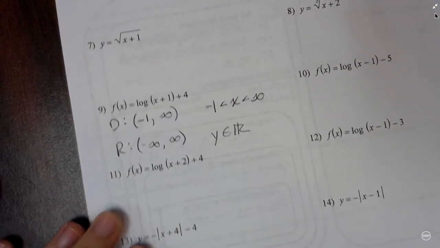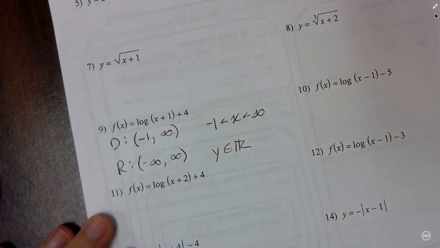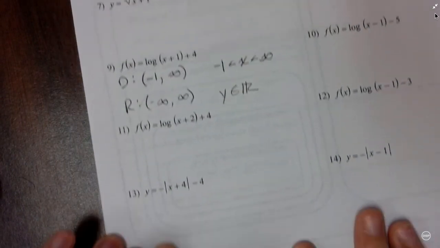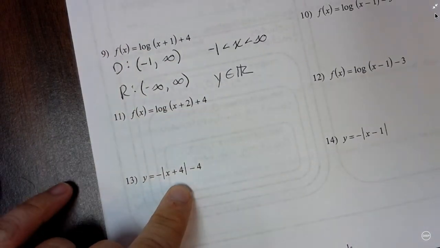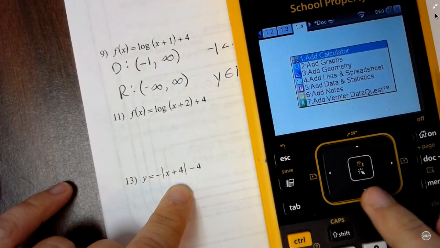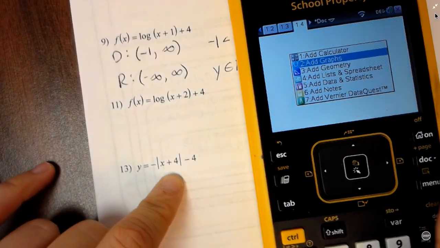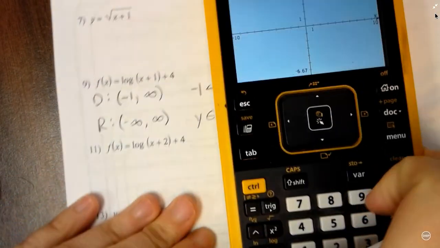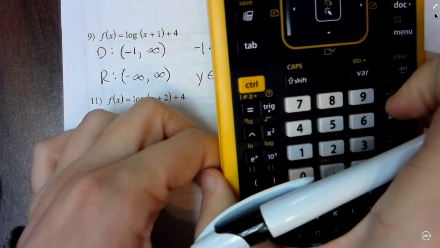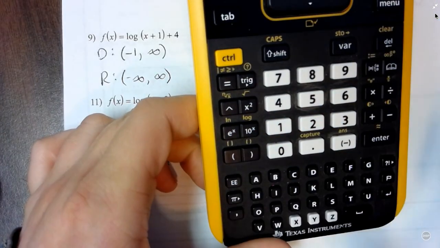So there's the two ways that you can write that. For the absolute value, I'm just going to show you how to type that in. So I'm going to start a new page. So absolute value, there's two ways to type it in. You can type, sorry, my camera is in the way of my calculator.